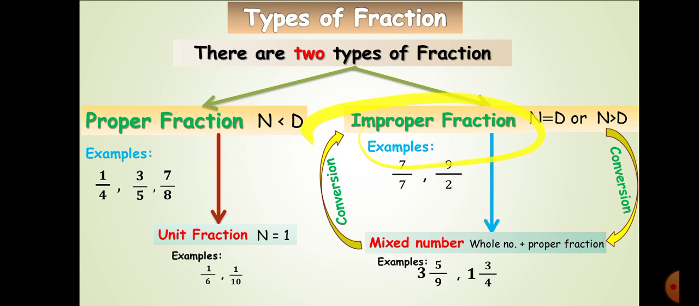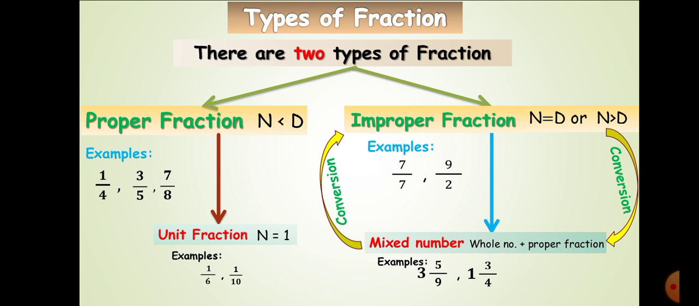What did I tell you we have in an improper fraction? In an improper fraction, maybe the numerator and denominator are equal in value, or the numerator is going to be greater than the denominator. Look at the example, 7 over 7, here they are equal in value, and 9 over 2, here the numerator is greater than the denominator. That means it's improper, it's not real.